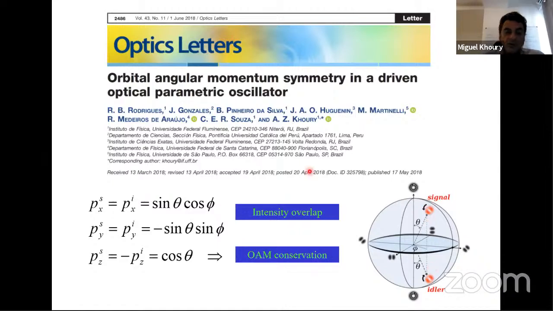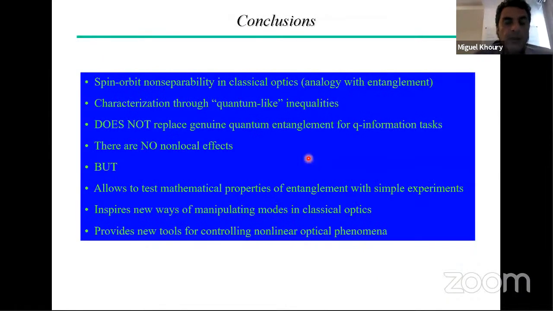And the physical reason for this is that this condition is the one that simultaneously conserves OAM and also maximizes the intensity overlap between signal and idler. This is the reason for this kind of symmetry that is imposed, okay? So with this, I can finish.